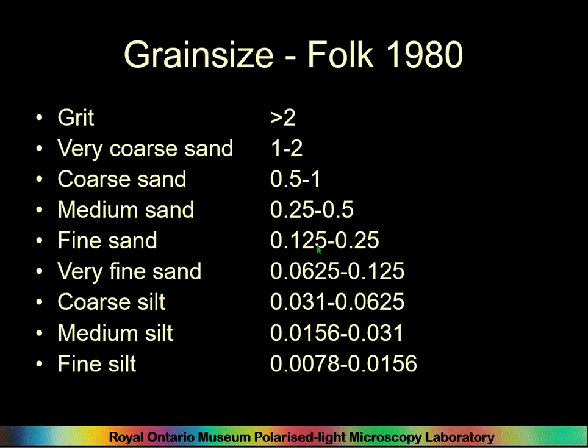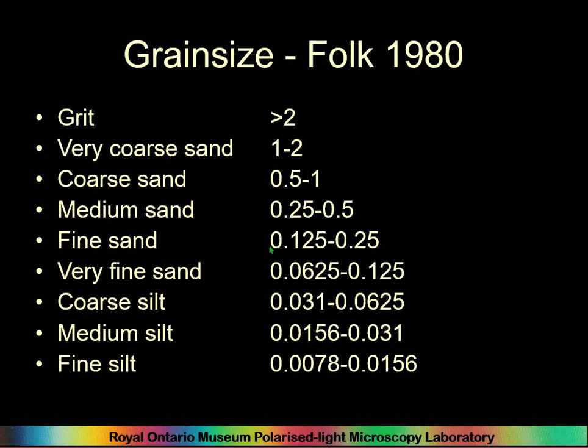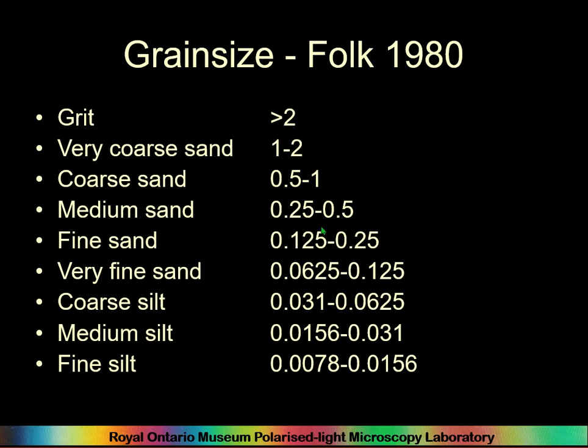I'll quickly go back. So fine sand is 0.125 to 0.25. So fine sand here is 2 to 6.3. No, that's fine gravel. I forgot where it was now. Where was it? Fine, okay. Medium sand, 0.25. Medium sand, 0.2, 0.63. So it's slightly different, but not very different. So medium sand is medium sand. But you should say who exactly it is you're using for your terminology.